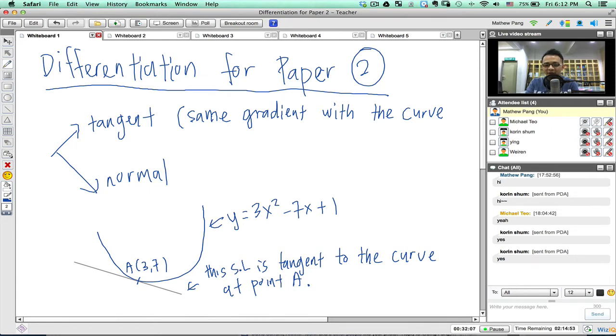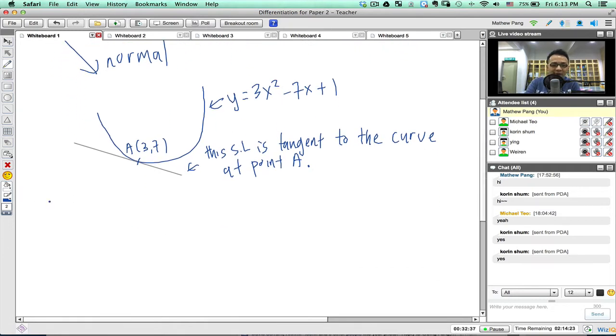So what is the meaning? This is short form for straight line, SL. Alright, this is something very important that you have to understand. What is the meaning of the straight line is tangent to the curve at point A? That means at point A over here, the straight line and the curve, they both will have the same gradient. At the point A, the curve and the straight line, they both will have the same gradient. Alright, so let me scroll down a bit. Over here, that means at point A, both straight line and curve will have the same gradient.